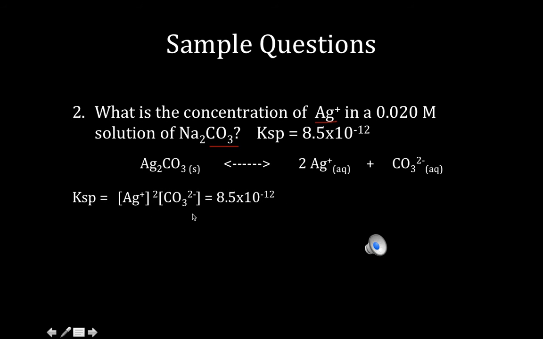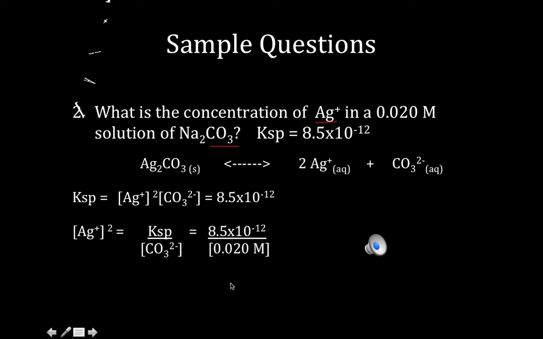So here's our KSP expression. Ag+ is squared times the carbonate equals 8.5 times 10 to the minus 12. So we've got to isolate the Ag+. And we see that's going to be the KSP divided by the carbonate. But remember, that's squared. So we're going to do this, divide it by that, and then we have to take the square root at the end. So we take the square root, we get 2.1 times 10 to the minus 5 big M.